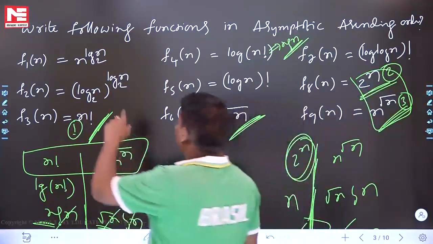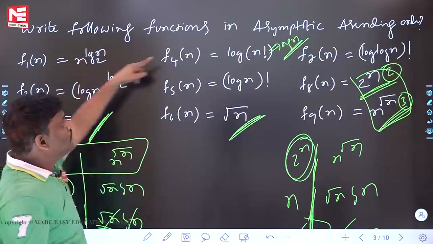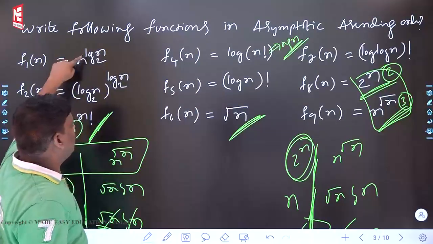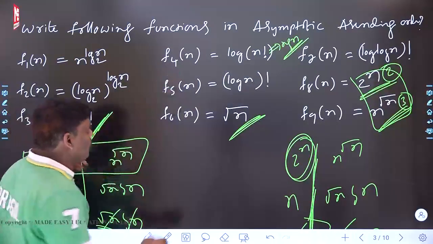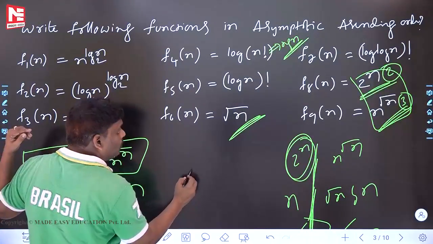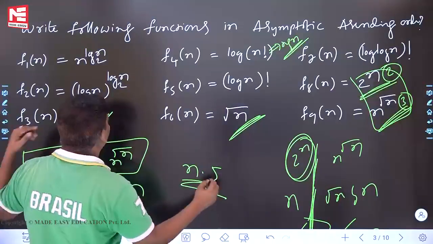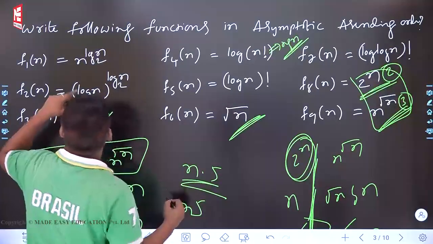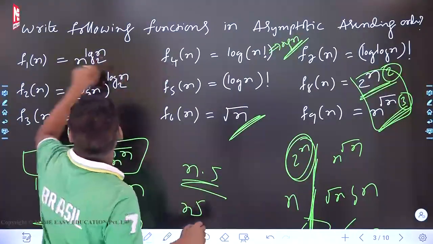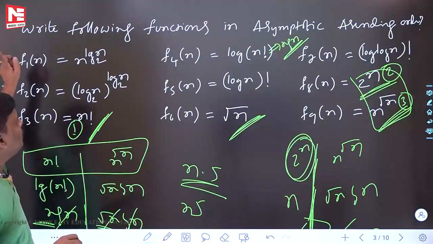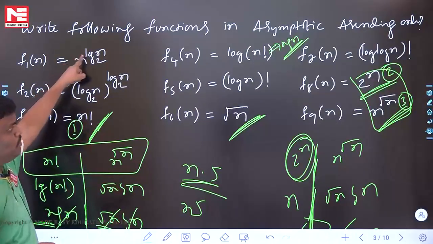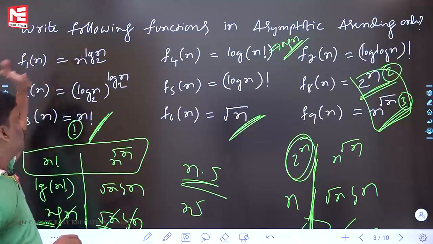Next one. What about n power log n? Everyone knows n log n: n into log n. Isn't that log n is 5? Then it is n into 5. But with n power log n, it is n power 5. So comparing f1 and f4, who is bigger? f1 is bigger. That is also okay.